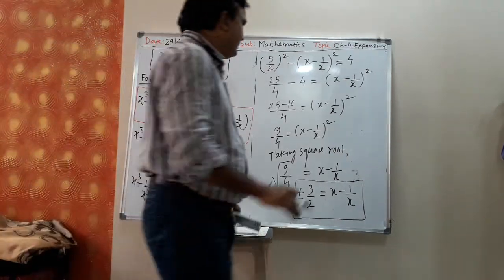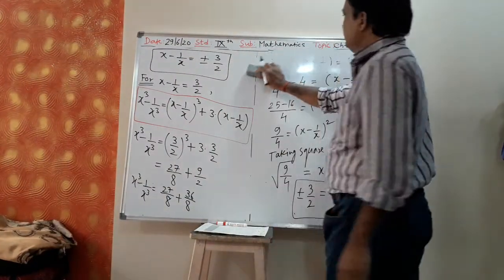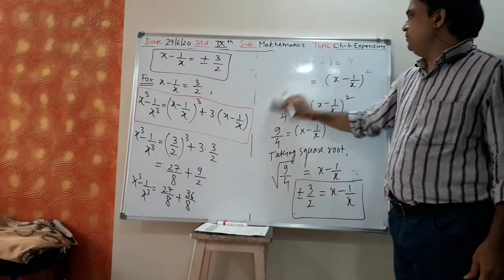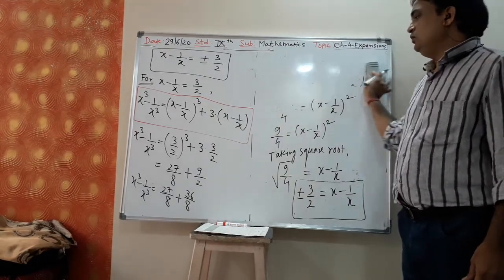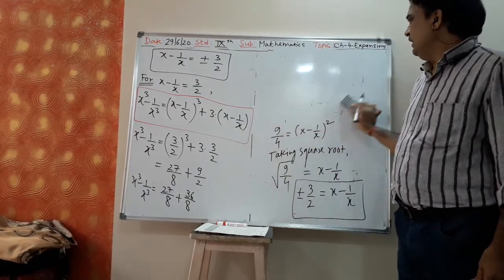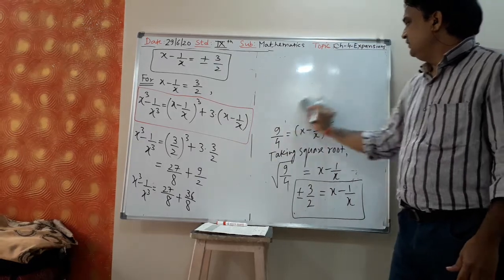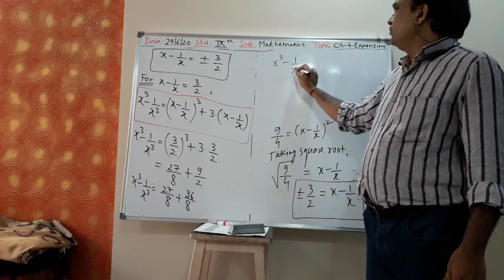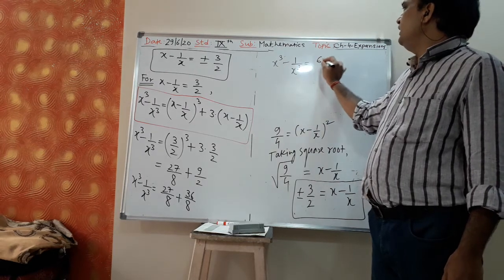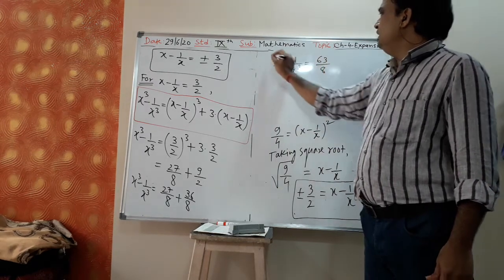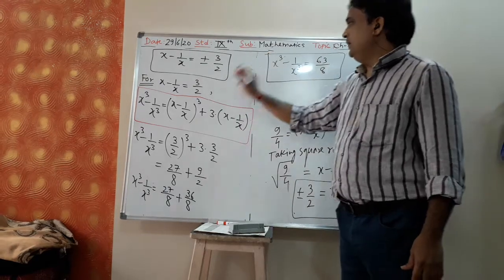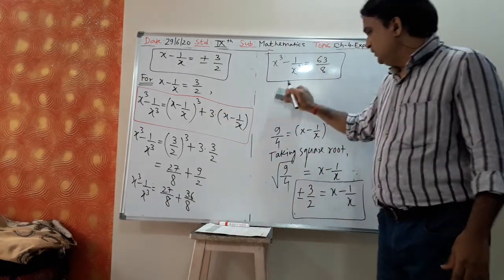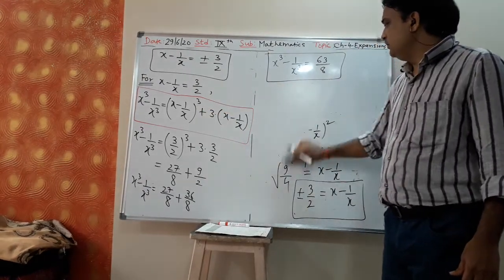Yes, mobile it is clear. So x cube minus 1 upon x cube is 63 upon 8. Yes. X cube minus 1 upon x cube, this value is 63 upon 8. And this value is for plus 3 by 2.